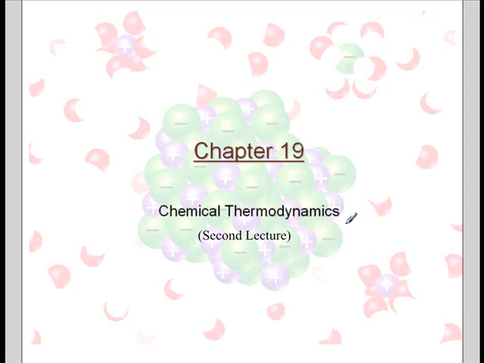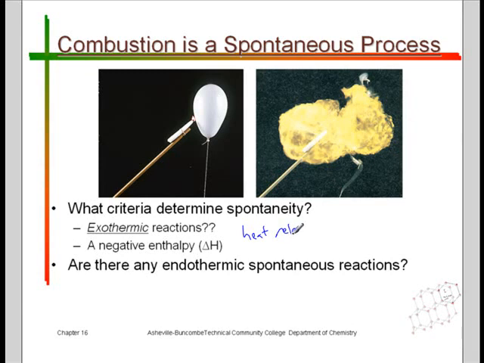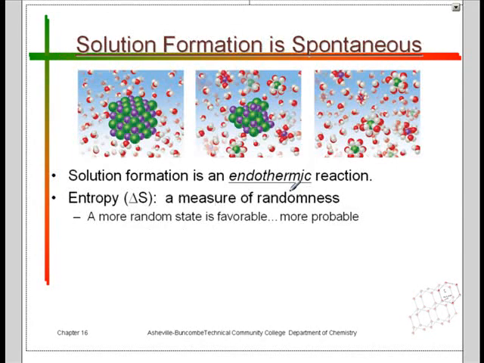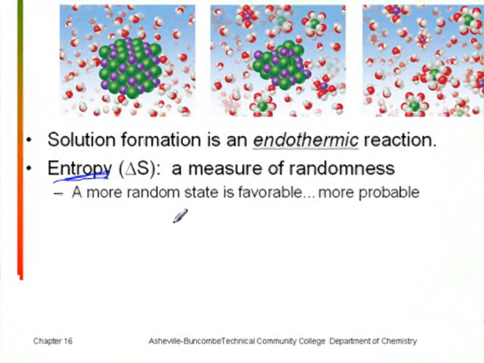So here in the second lecture for chapter 19, it's not necessarily this notion of a spontaneous reaction that I want to deal with. Remind you, exothermic reactions, heat released is a good thing for spontaneous reaction. But remember from the first presentation we talked about the endothermic reaction, and if heat is gained, then why does something become spontaneous? And that's where this second lecture comes into play.